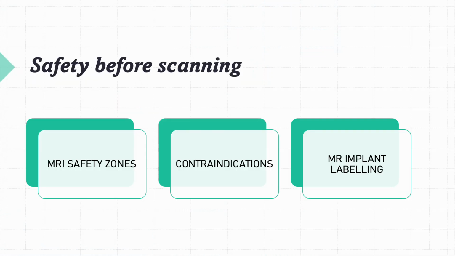There are various categories of MRI safety, and for safety before scanning, we will focus on 1, the safety zones, 2, contraindications, and 3, MRI implant labeling. In this particular presentation, we will tackle MRI safety zones, and I will also introduce the 3 levels of MRI personnel when it comes to MR safety.